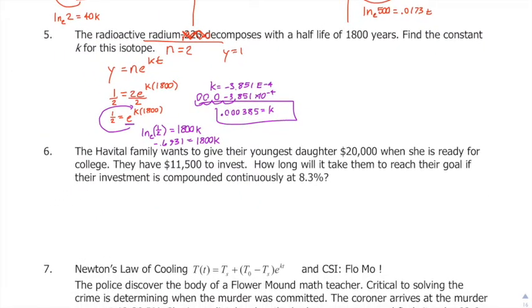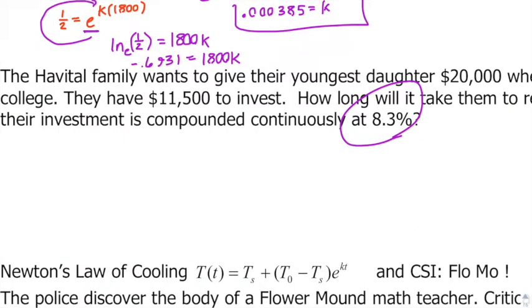All right, let's see here. We got the Havital family wants to give their youngest daughter $20,000 when she is ready for college. So they have $11,500 to invest. How long will it take them to reach their goal? If their investment is compounded continuously at 8.3%, that's actually a pretty good rate, especially if they're already starting out with the $11,500.